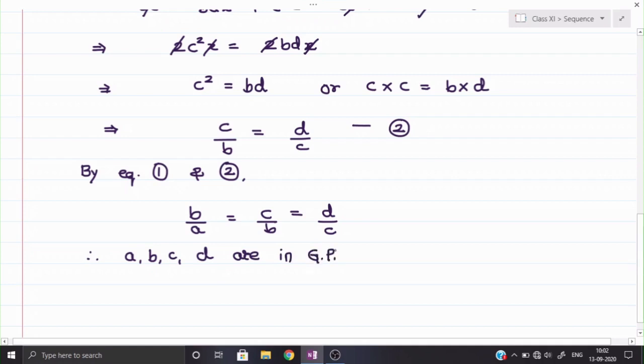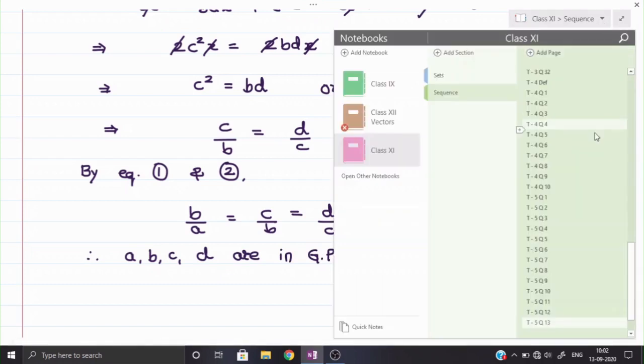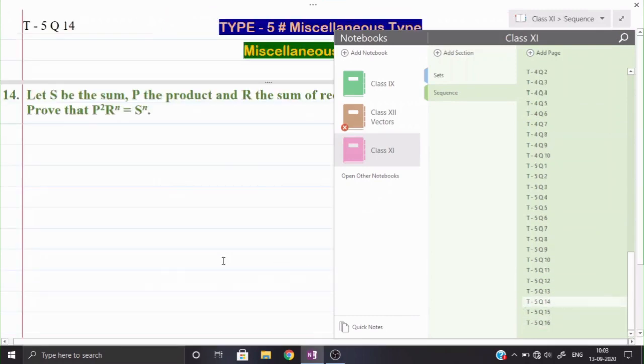Okay. Let us see the last question of today's session, question number 14. Then the remaining questions we'll do in the next session. So question number 14 we'll see now. This is the last question of today's.